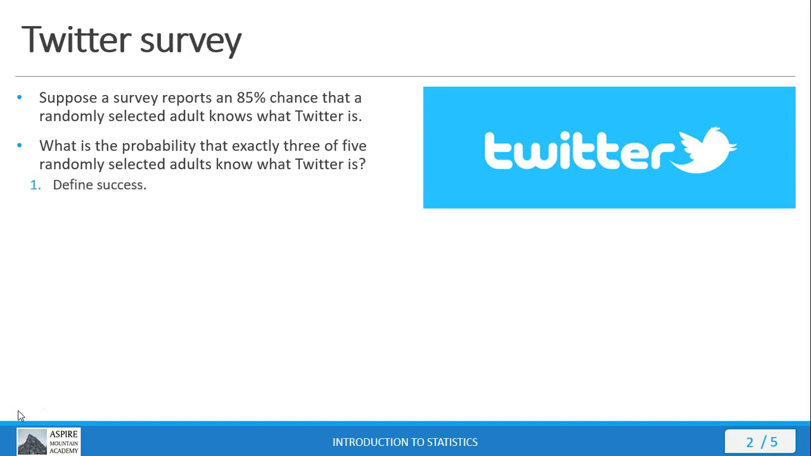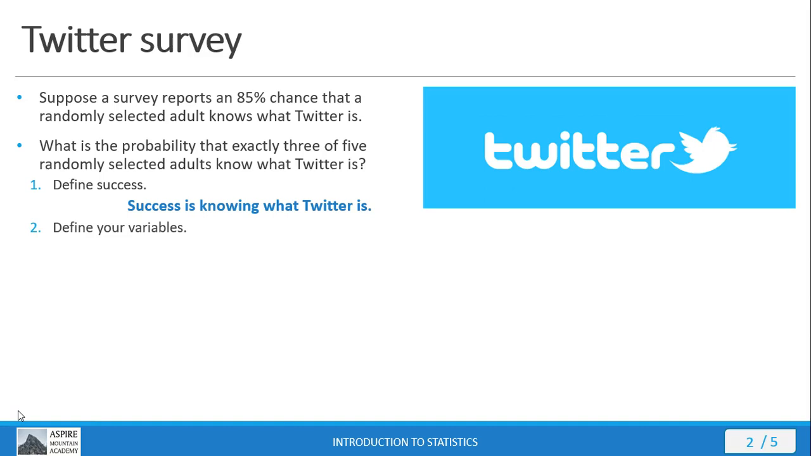Okay, so the first thing we need to do is define what success is. Oftentimes, not always, but oftentimes, it's easiest to define success with the way that the question's being asked. So here the question's being asked as to, what's the probability that so many people know what Twitter is? So we're going to use that to define our success. Success is knowing what Twitter is.